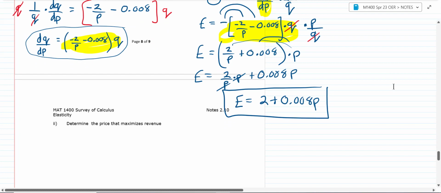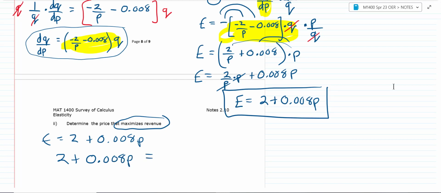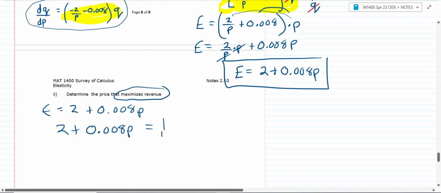Now, next stage, we've got one more part of the problem and we'll finish this up. So if the elasticity is 2 plus 0.008p, what do I need to do to find the price that maximizes revenue? Set it equal to 1, right? Good. So we set this equal to 1. So we have 2 plus 0.008p is equal to 1, and you solve that equation. That'll give you the price that maximizes revenue.